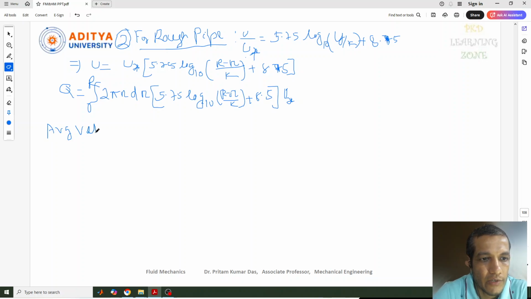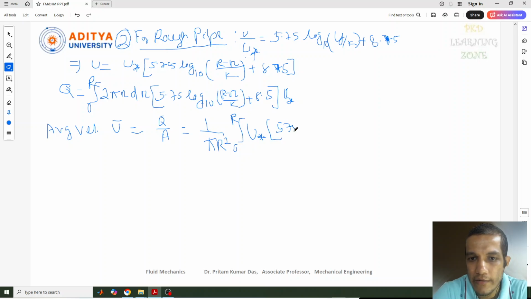So the average velocity u bar equals q by a. Here q is already known, and a is pi r square, so directly 1 by pi r square, and the integration from 0 to r of u star, 5.75 log 10 bracket r minus r by k, plus 8.5 bracket close, and the element is 2 pi r dr.